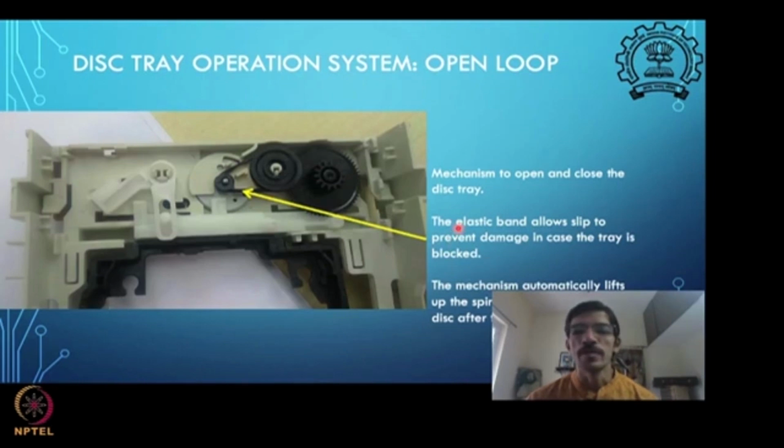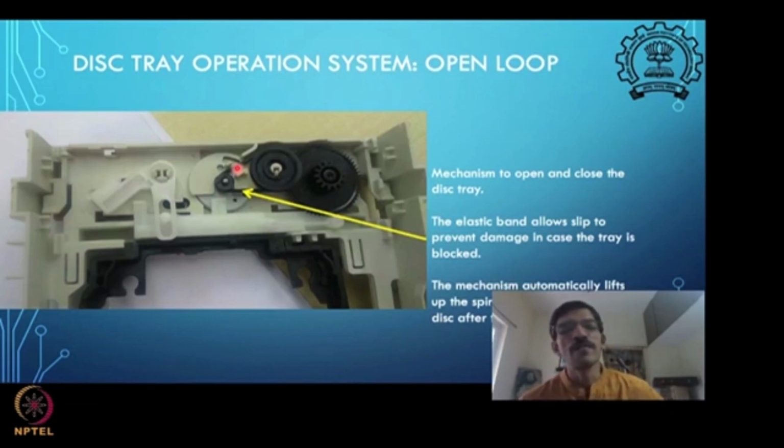The reason the belt drive is typically used here is to prevent damage in case the tray is blocked. If the tray is blocked and you still start driving the motor, see, there is a motor below this, and this small little wheel is driven by this motor. If something is locked and this wheel is not rotating, the motor still keeps on rotating and the belt starts slipping. So this arrangement is useful.